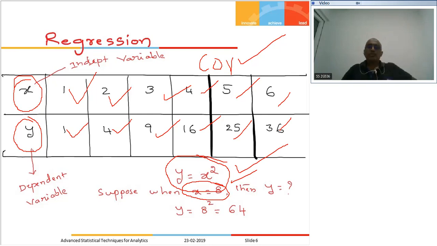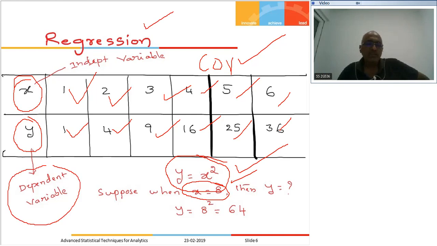So this entire way of doing this is called regression or regression analysis. Here one is called the dependent variable, and the other one is called the independent variable. Y is the one which depends on X. Therefore, X is called the independent variable, and Y is called the dependent variable.